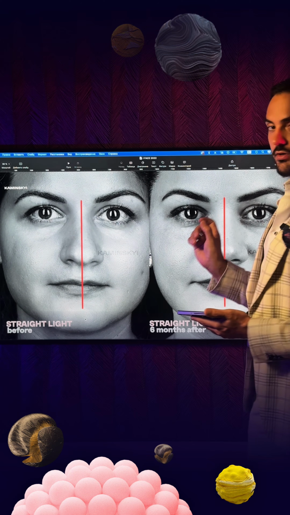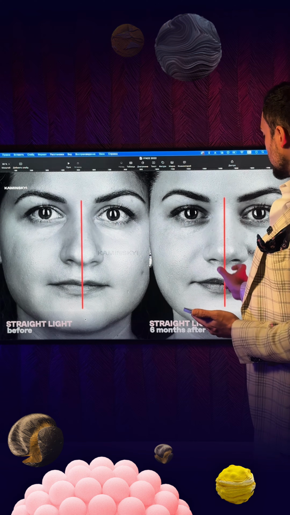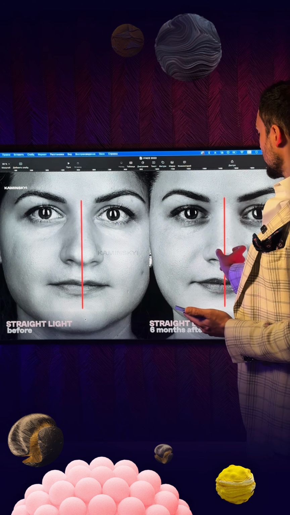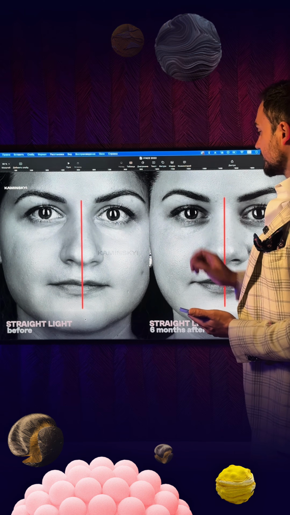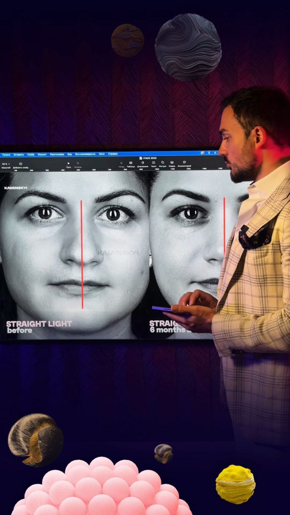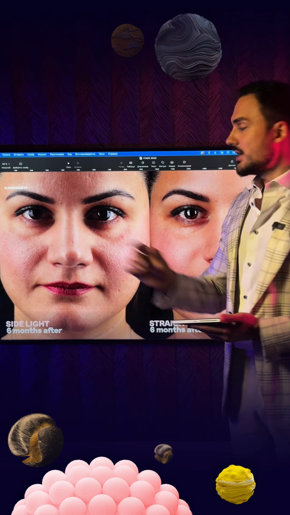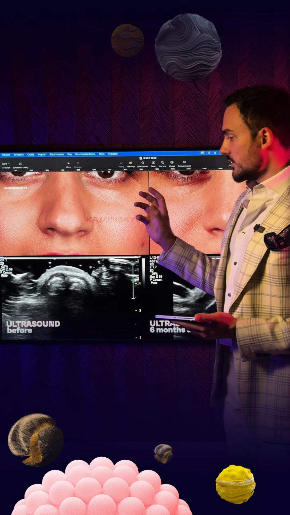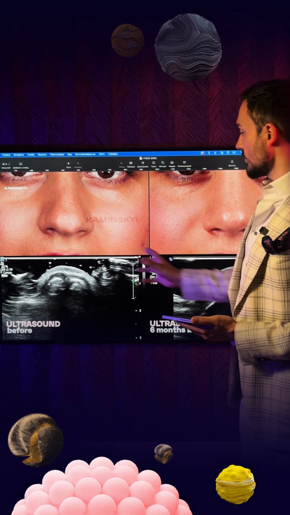The tip of the nose is not in the right straight position. Yes, the face is asymmetrical, but the tip of the nose is looking to the left side more. But why do we have this asymmetry after the surgery? And the main question, how to correct the asymmetry of the surgery? Ultrasound examination gives us the answer to this question.